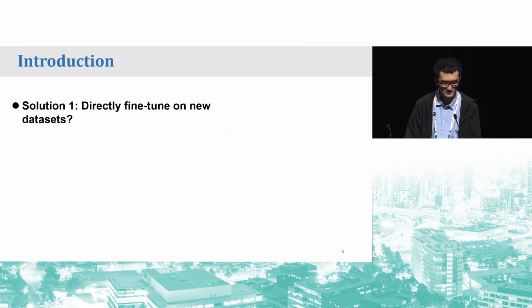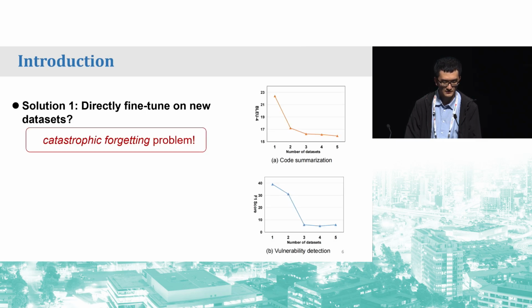But dealing with this problem is not easy. One straightforward solution might be directly fine-tuning the model on new datasets. But this method suffers from the catastrophic forgetting problem. As shown in these two figures, directly fine-tuning the model on new datasets leads to obvious performance degradation on the first dataset.